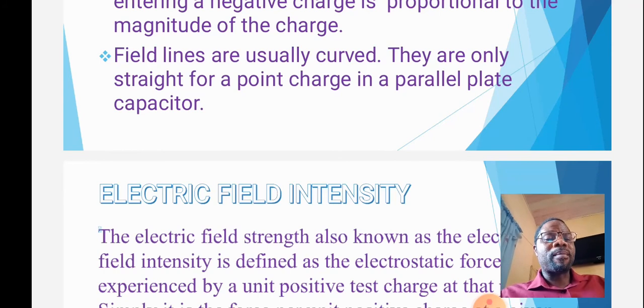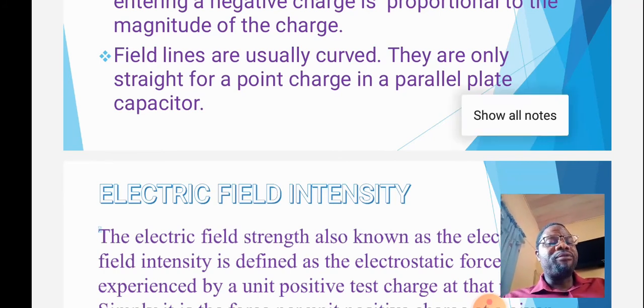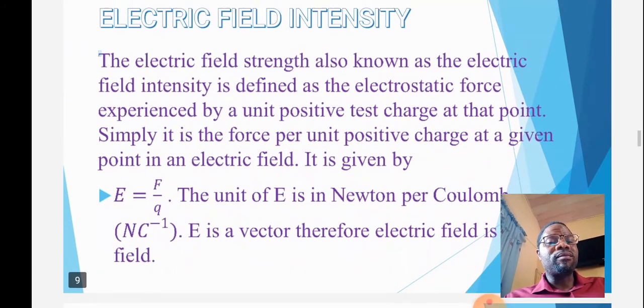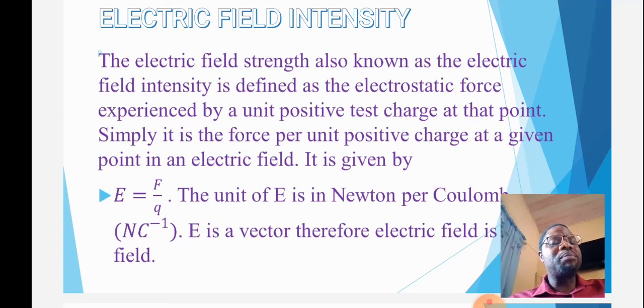Now, electric field intensity. The electric field strength, also known as electric field intensity, is defined as the electrostatic force experienced by a unit positive test charge at that point. Simply, it is the force per unit positive charge at a given point in an electric field. So it is given by E is equal to F over Q, where F is the force, Q is the charge. The unit of E is Newton per coulomb.